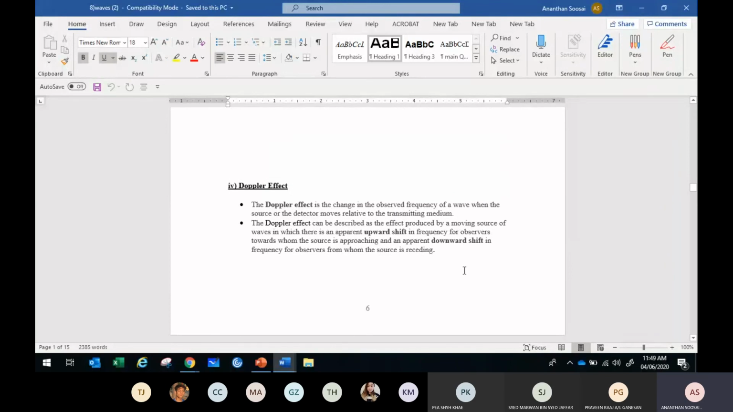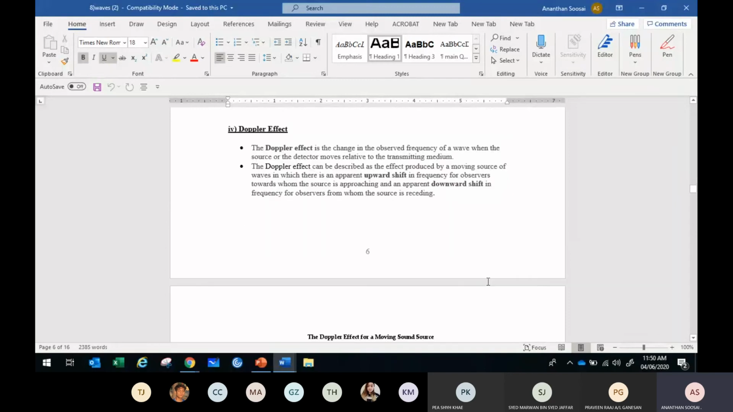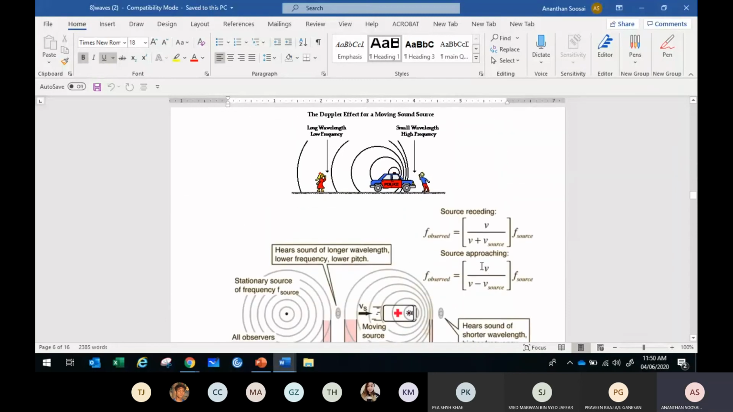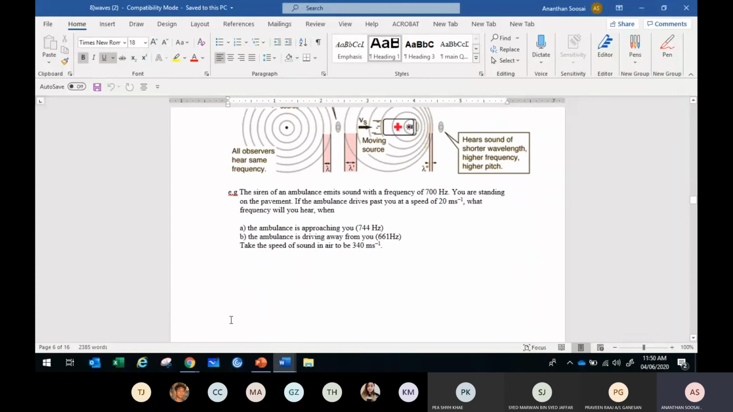Today we talk about Doppler effect. Doppler effect is a change in observed frequency of wave when the source or detector moves relative to the transmitting medium. And these are the two formulas you have to remember. Give a try to this question. Hope you get these 3 answers. 1 minute for you, class. Come on, give a try.